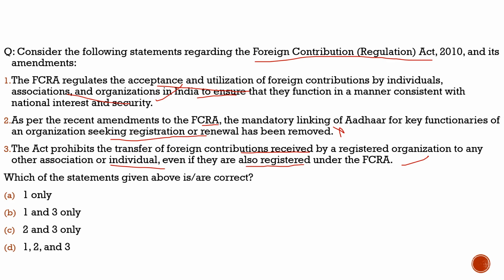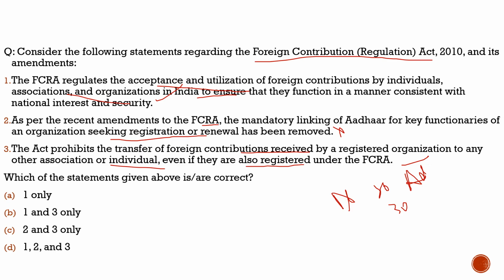If any organization is getting the funds, they can use those funds for themselves only. And also, please do remember that earlier, of the funds received by the organization under the FCRA, 50% of those funds could have been used for administration purposes, but now it has been reduced to 30%. So please do remember these points about the Foreign Contribution Regulation Act 2010.